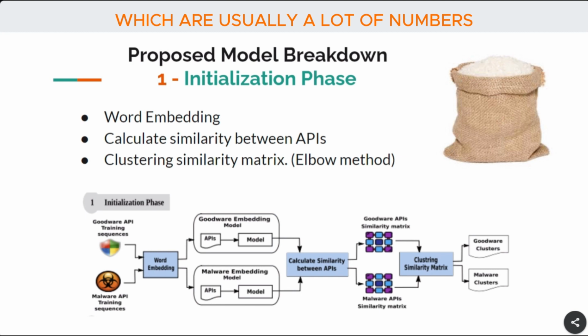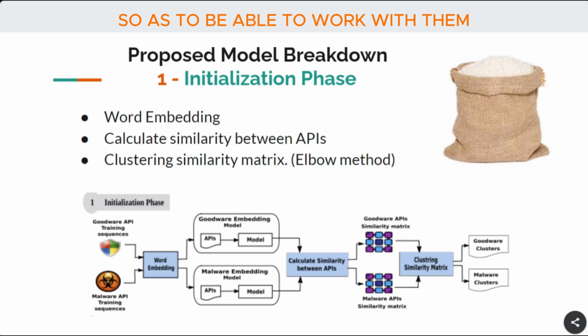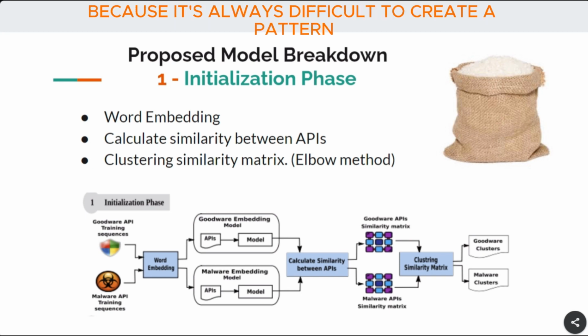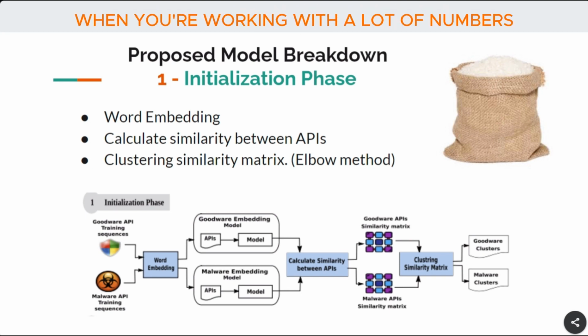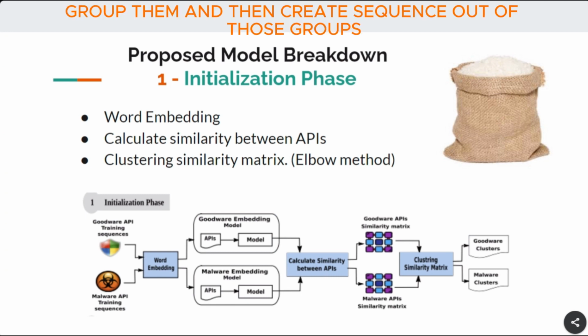So essentially, what we're trying to achieve is working with API sequences, which are usually a lot of numbers, and trying to group them down to simpler factors so as to be able to work with them, because it's always difficult to create a pattern when you're working with a lot of numbers. So the idea is to group them and then create sequences out of those groups.